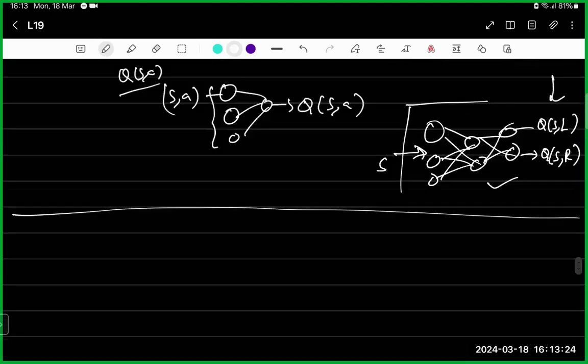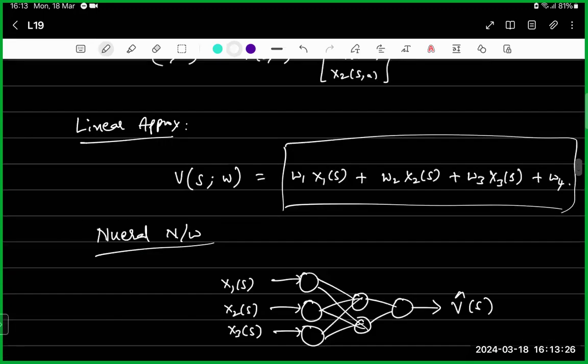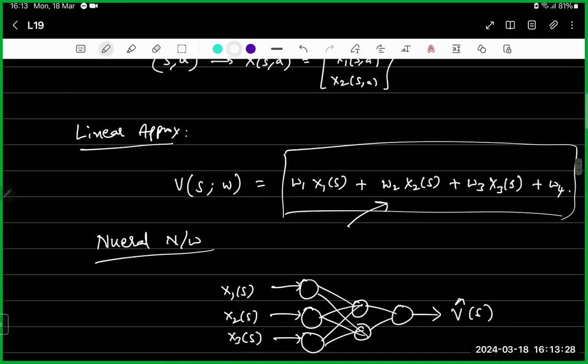So now we just model the function as some approximation. Then what is left? What should we do now? We have to come up with a way to find the optimal weights, right? If you want to find the value function, you need to find what these W's are, right? So how do we estimate these W's?